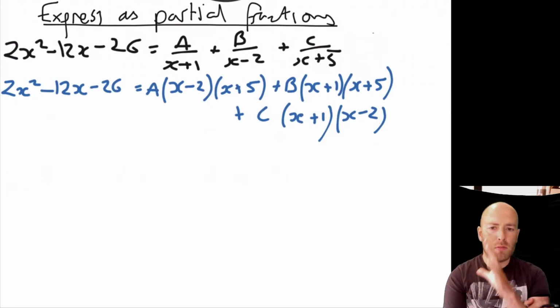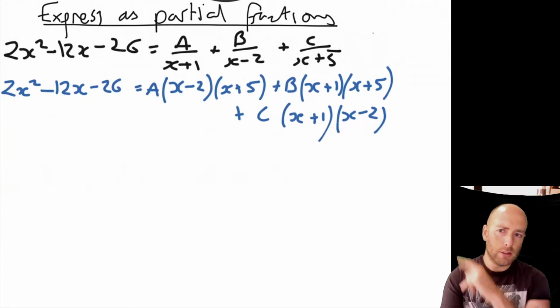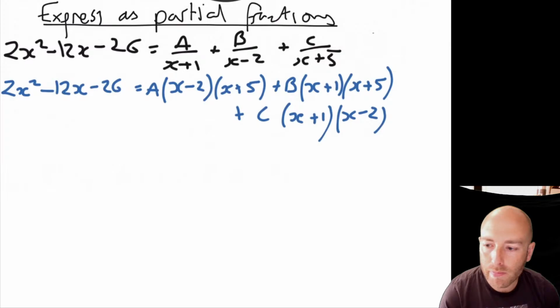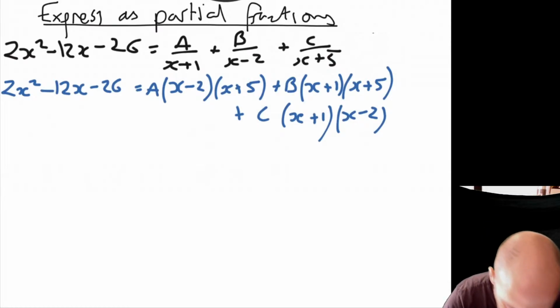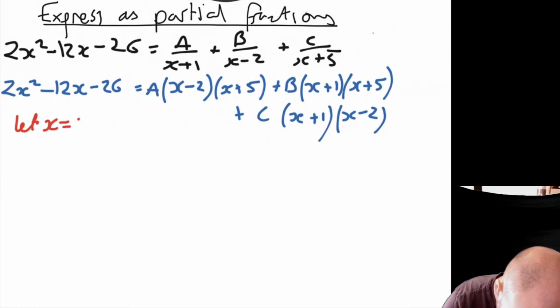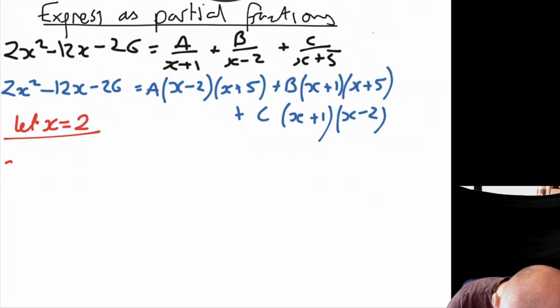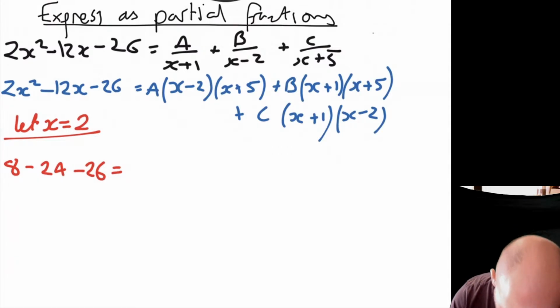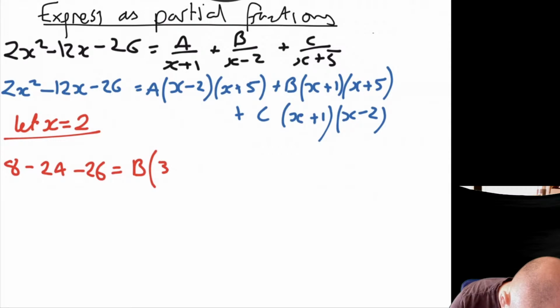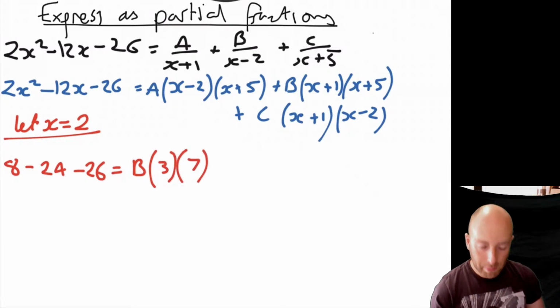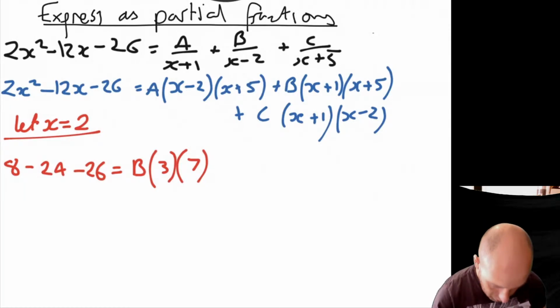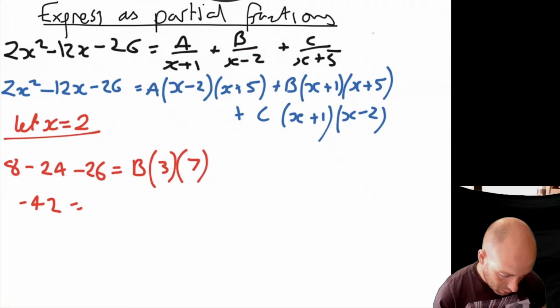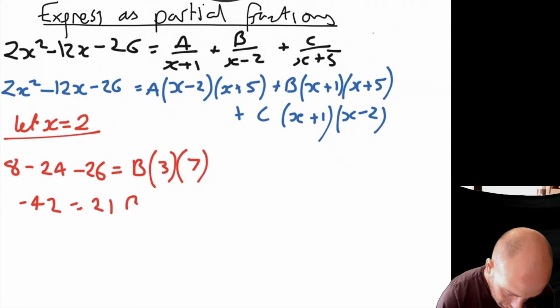Cool, there we go. So the major difference here is that you're going to have to times each one by two other fractions to get those two other parts. So we're going to have to do three different substitutions. First substitution, let's say x equals 2. So we're going to get 2 lots of 4, so 8 there, take 24, take 26 on that side, equals, so the A is going to disappear, the C is going to disappear, we're just going to be left with B times 2 plus 1, which is 3, times 2 plus 5, which is 7. So 8 take 24 take 26, so we get minus 42 equals 21B, therefore B is minus 2.